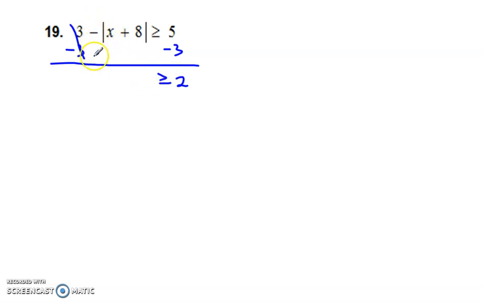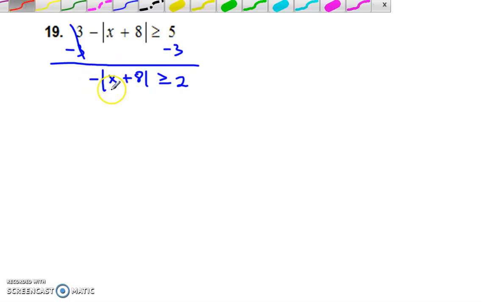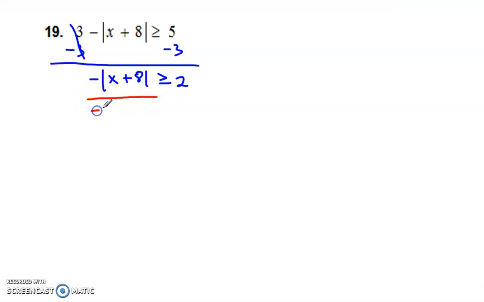Now here, be careful to carry everything down that you didn't cancel out. I didn't cancel out this negative, so I'm carrying that down. I'm also carrying down the absolute value. I keep carrying down the absolute value until I've isolated that. Now, there's a negative in front of it. I need to get rid of that. So divide by -1, because this is a multiplication. Divide by -1. Cancel out that negative. Now carry down the absolute value, x plus 8. Okay, now I divided by a negative. So flip the sign. 2 divided by -1 is -2.